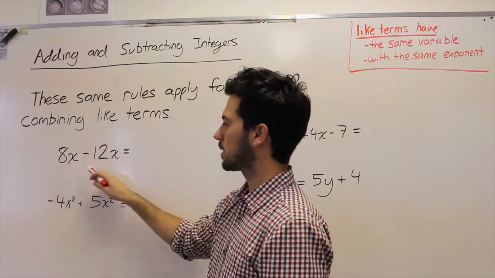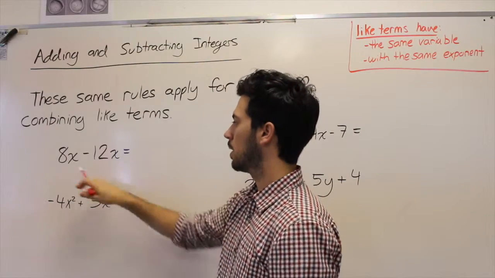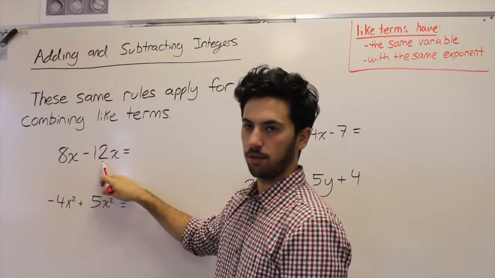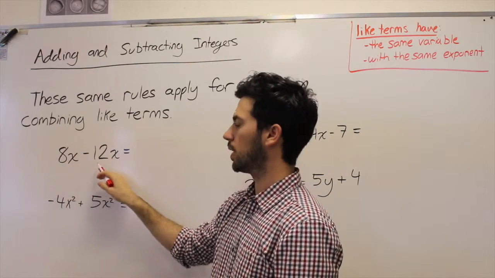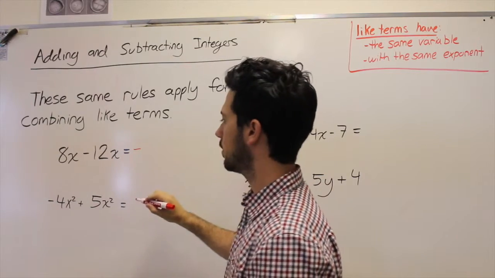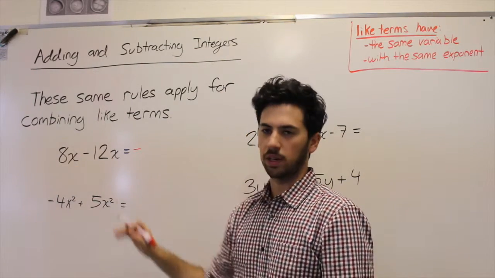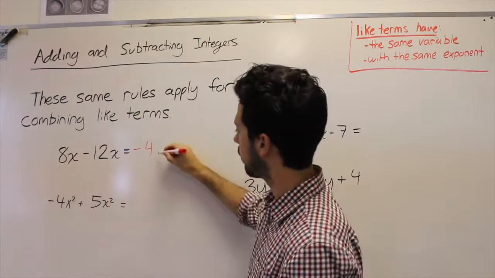Here we have 8x minus 12x. These are like terms, so we can put them together. 8 and negative 12. That's really what we're dealing with here. Which is bigger? Well, it's negative 12. So the answer is going to be negative. What's the difference between 8 and 12? 4. But 4 what? 4 x's.